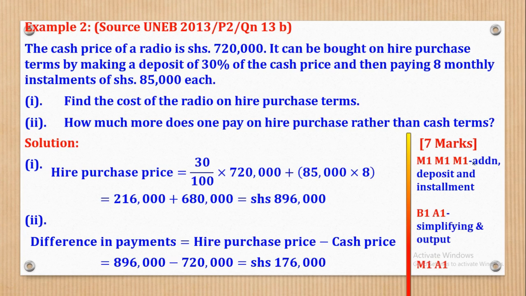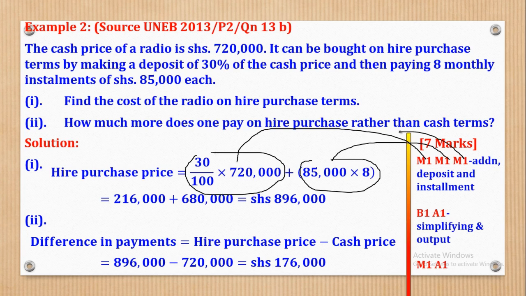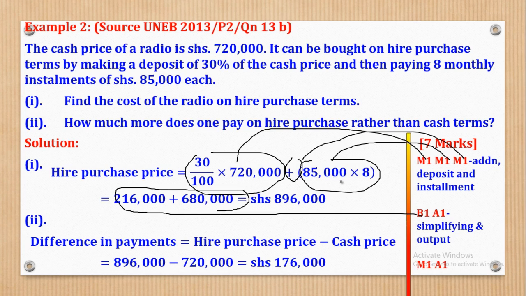So we have addition, deposit, and installment. So M1 for this part of initial deposit, another M1 for this part, and this M1 is for adding the two. Then B1 is for the output of both initial deposit and monthly installments. Then A1 is for the final answer which they want. Then here for this part, M1 is for subtraction and A1 for the output.